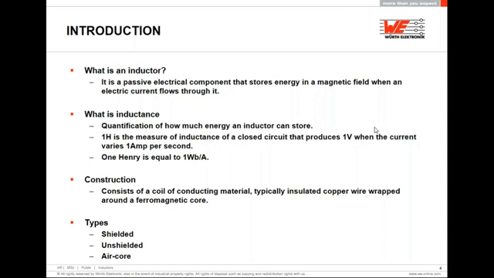An inductor basically consists of a coil of conducting material, which typically is insulated copper wire wrapped around a ferromagnetic core. There are also different types of inductors based on this core. Some examples of these types are shielded, unshielded, and air core.